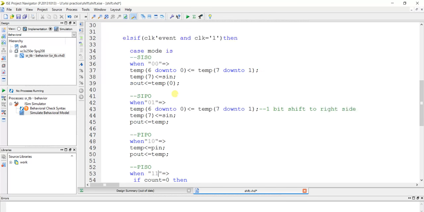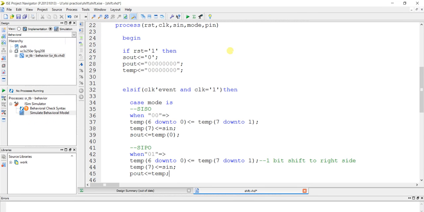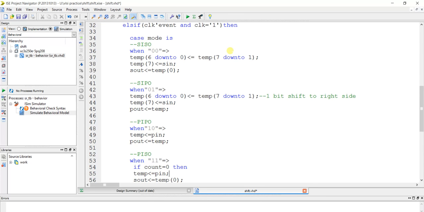As I have mentioned, I have taken one count signal which is an integer. To use this I am deciding the range of this integer signal, that is 0 to 7. So this signal will only have values from 0 to 7, it will not go to 8 or 9. I am initializing this variable with 0. To initialize the signal we use this sign colon equal to. Why am I taking it?